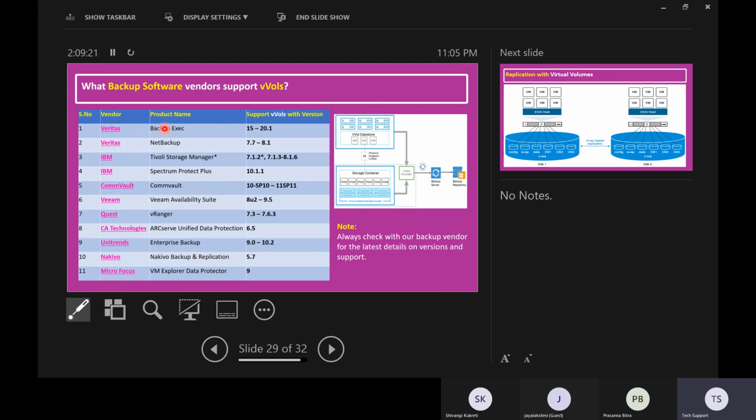See, the question here is what backup software vendors support virtual volumes? Again, in this slide also, it's not limited to only these 11. There are plenty of backup software. I'm just giving some examples here. Okay, suppose I gave the total of 11 backup software names.